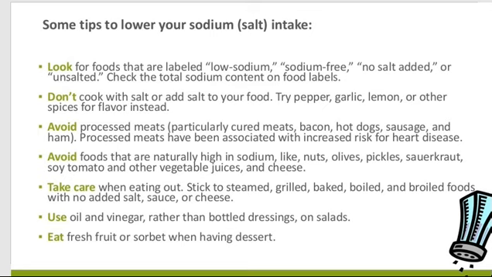Avoid processed meat. Processed meat has been associated with an increased risk of heart disease. Avoid foods that are naturally high in sodium like nuts, olives, pickles, soy, tomato and other vegetable juices, and cheese.